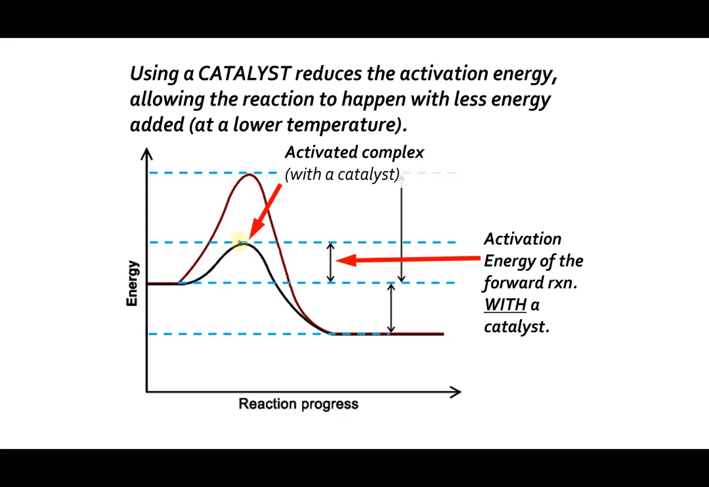Oh, I do have a point. Sorry, I thought I didn't. We do have a point labeled for that second hill, the activated complex with a catalyst used. So that peak point, again, it's still a 50-50 tipping point, but it's at a much lower energy requirement to get there in the first place. So instead of having to input 250 kilojoules of energy to get to that point, I might only have to input 100. And so it's going to be a lot easier to accomplish that.